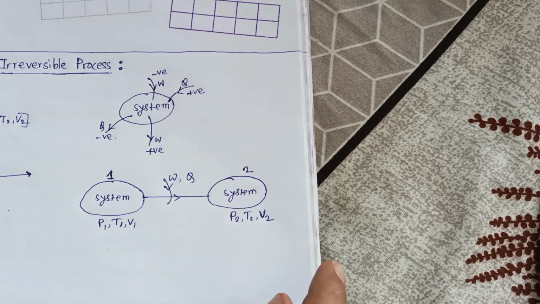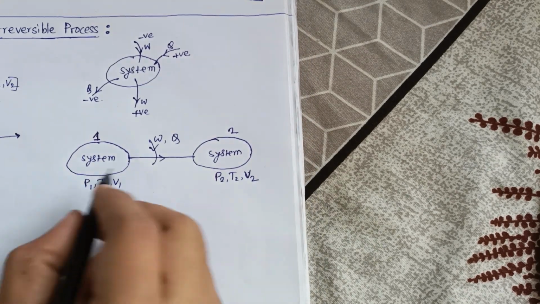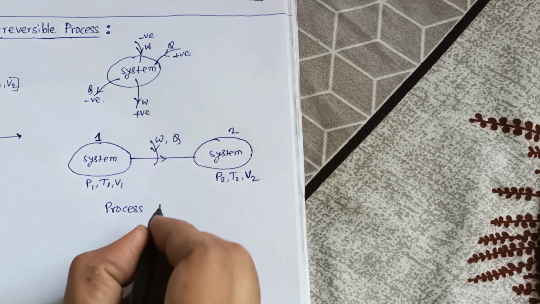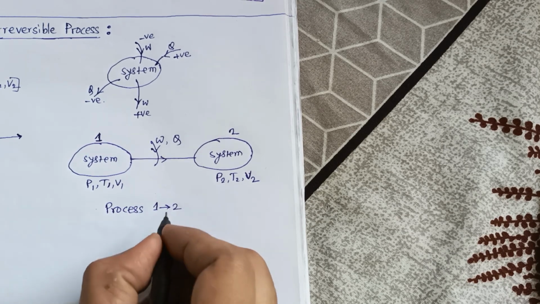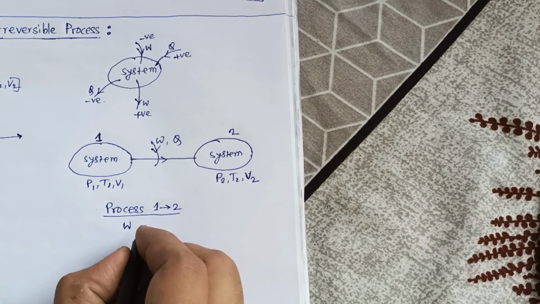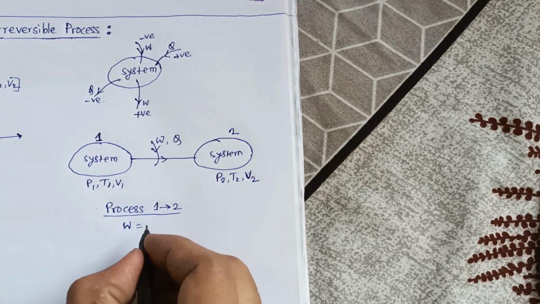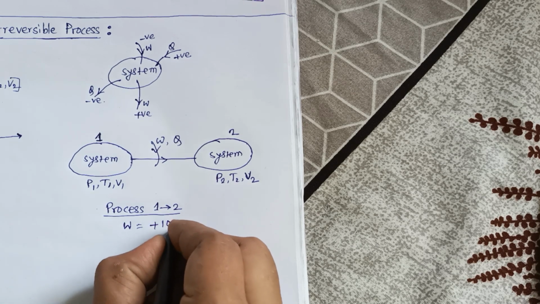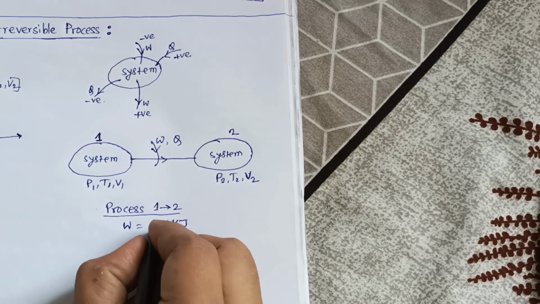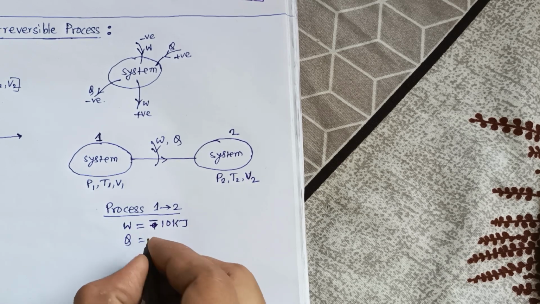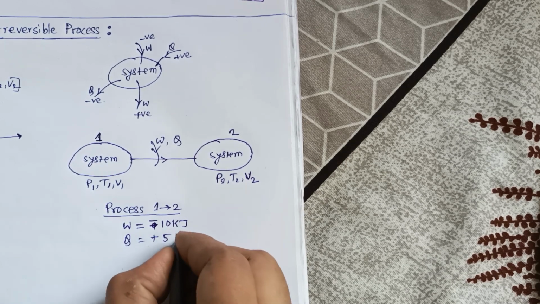Suppose in process 1 to 2, the work done on the system is negative, so this is minus 10 kilojoule, and there is a heat interaction, suppose this is 5 kilojoule.